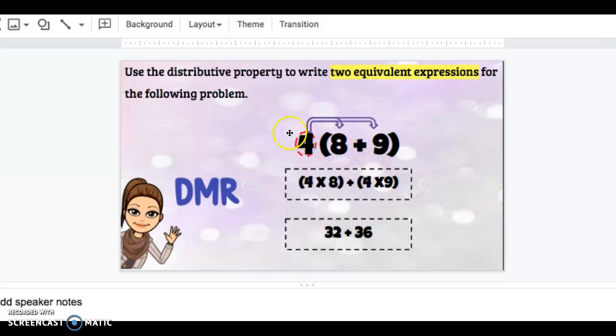Because if I were to solve any of these three problems at any point to get an answer, I would get the same answer in all three of them. So if I were to solve all of them, I would have gotten 98. Okay? That's DMR for today.